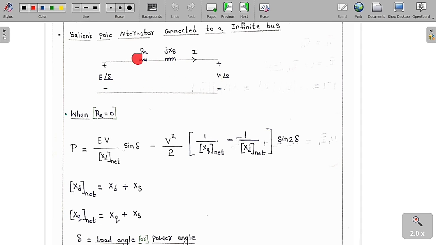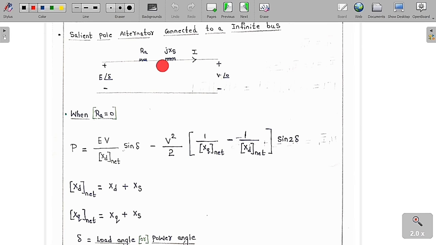This is the per phase diagram: RA, jXS, the armature current IA, the terminal voltage V, and the induced EMF E. This is the per phase diagram we are going to draw. I have already told you that in an alternator E always leads V. Now suppose, let me assume RA is equal to 0, what is going to happen?